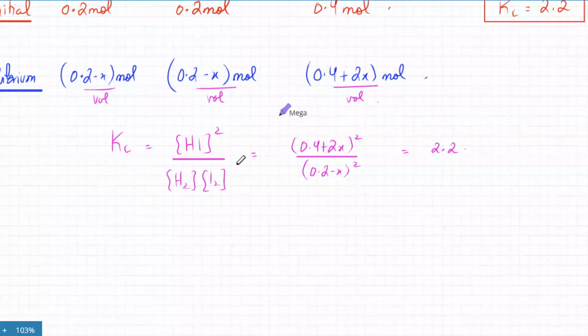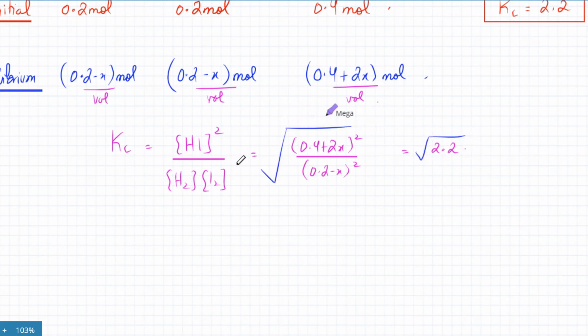What I can do is I can take the under root of this. And dono sides pe, I'm going to take the under root. So the square would get cancelled out. Okay, the square would get cancelled out by the under root. So it would be 0.4 plus 2x divided by, jab under root loge, the square gets cancelled out. Okay, and it would be 0.2 minus x. And this thing has a value of 2.2 under root.